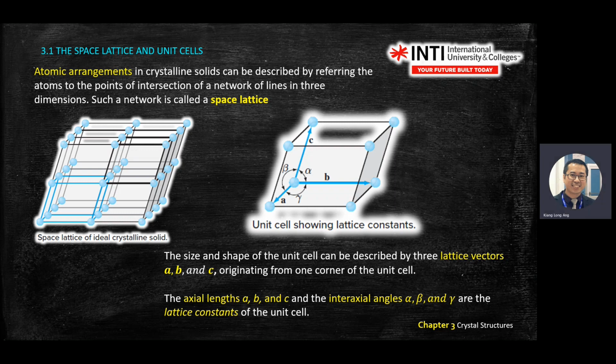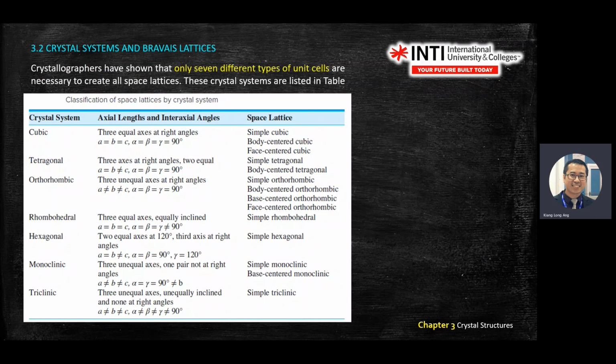Your job is to find maybe A, B, and C, or alpha, beta, gamma. By giving you alpha, beta, gamma, you look at the table and then use that certain formula to solve. So this is the table that I'm saying just now. If you know the A, B, C, alpha, beta, gamma, then you will have a cubic system, tetragonal, orthorhombic, and so on. What is important is that you know that there's a table that you can refer.